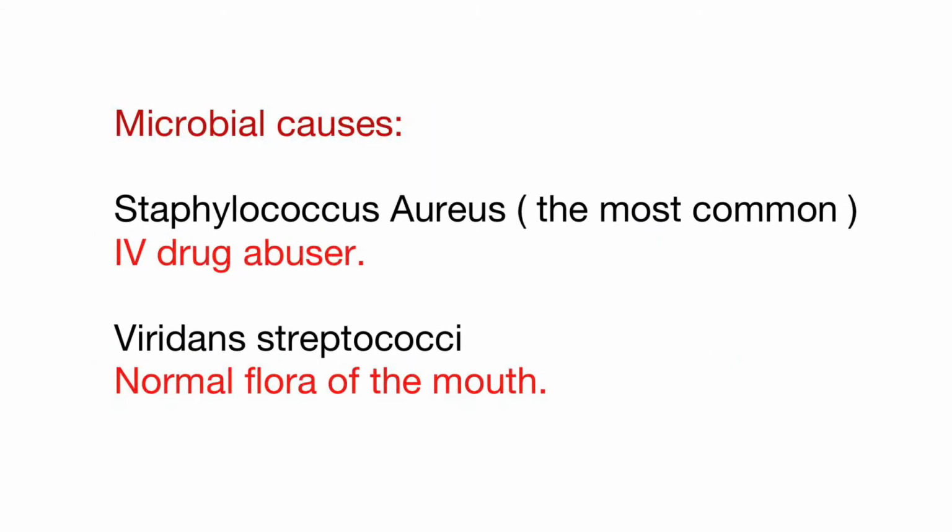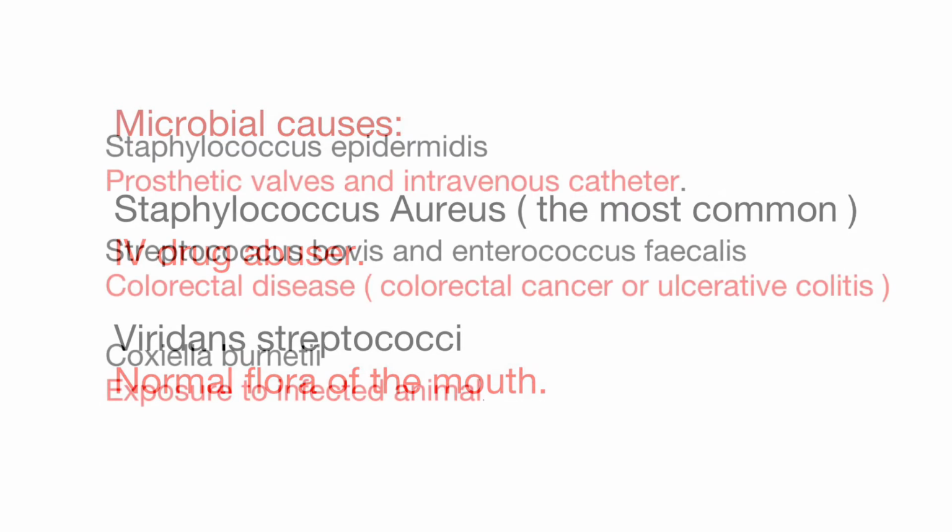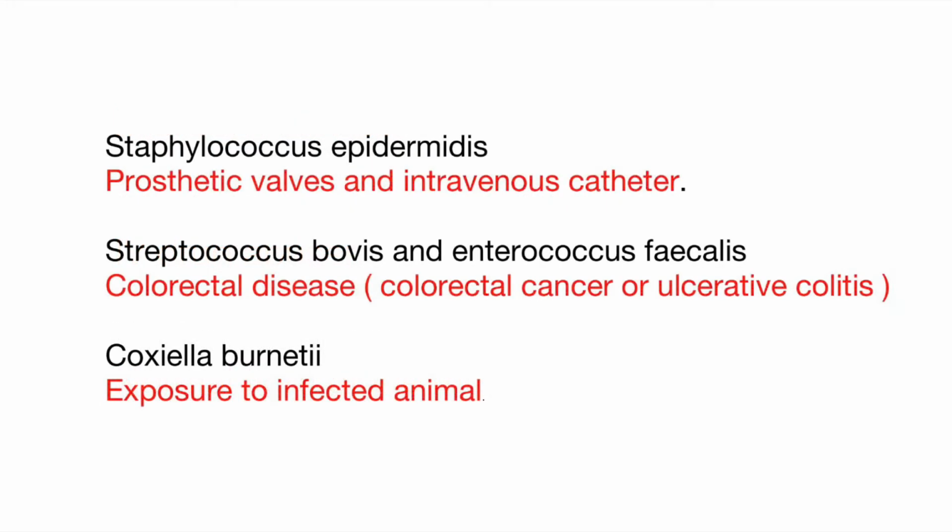And now let's talk about the microbial causes of infective endocarditis. First, Staphylococcus aureus, which is the most common, and it's very common with IV drug abusers. However, it's not the exclusive reason. Second, viridans streptococci, which can be found as normal flora of the mouth. Third, Staphylococcus epidermidis, which happens secondary to prosthetic valve and intravenous catheter.